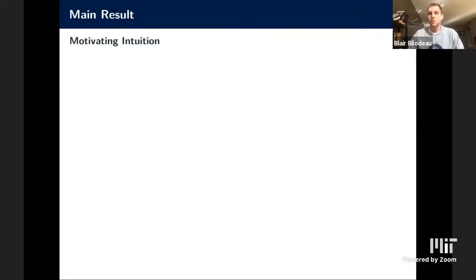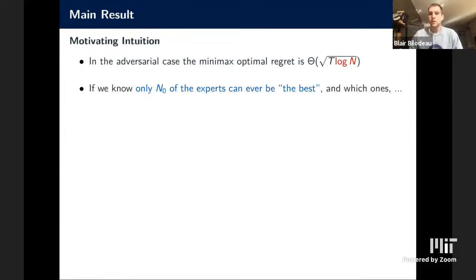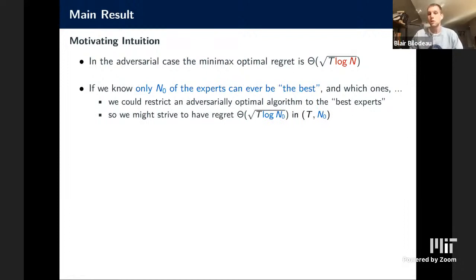But first, I'm going to dive into a little more detail of what this positive result looks like, and what our bound for Medicare is going to look like. A little bit of intuition to motivate it: in the adversarial case, recall that the minimax optimal regret is known to be square root of T log N, where N is the total number of experts. Imagine that someone told you in advance that only some small subset of these experts, some number N0, could be the best. Then you could just run your adversarial algorithm only on this small subset and ignore all of the other ones outside of that. And you would hope to get square root of T log N0 regret. So you have a dependence on just the size of the small subset instead of the total number of experts you might have to be competing against. And so we would hope that we can achieve this type of regret without having to actually be told in advance what N0 looks like.